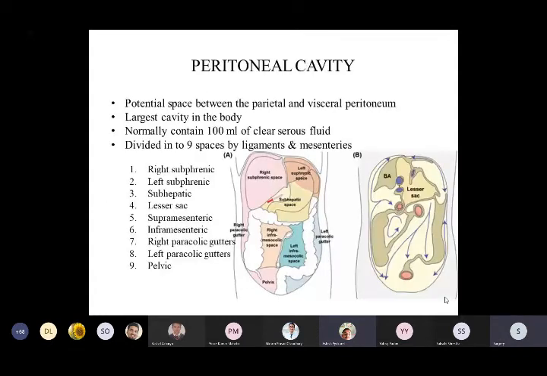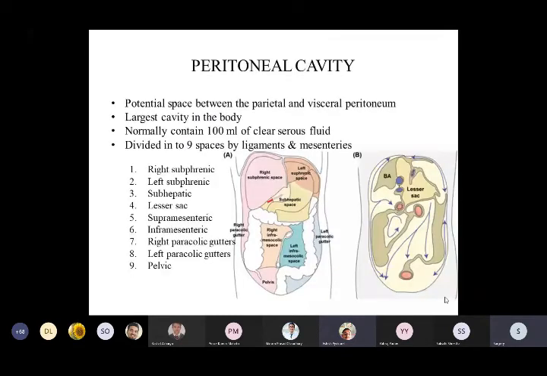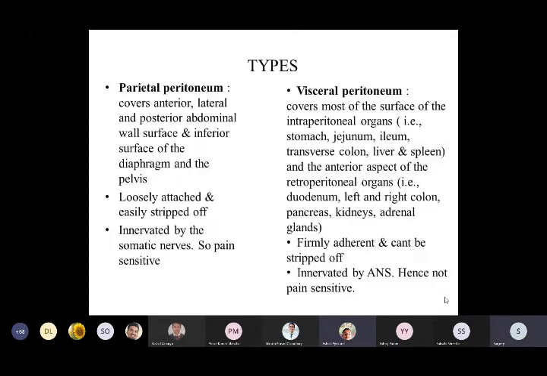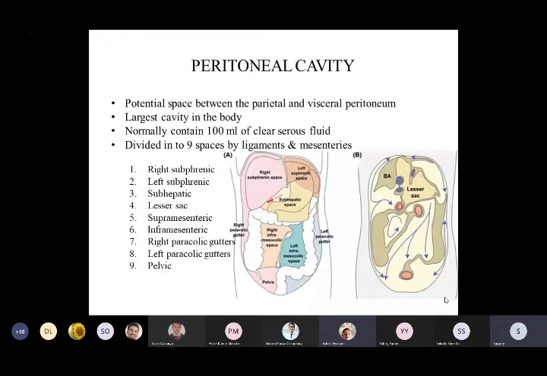The peritoneal cavity is in the previous picture. This yellow color indicates the peritoneal cavity, which is the space between the parietal and visceral peritoneum. This space between the red line and the blue line is the peritoneal cavity. It is the largest cavity in the body, and it normally contains less than 100 ml of clear serous fluid. It is divided into 9 spaces by ligaments and mesenteries.